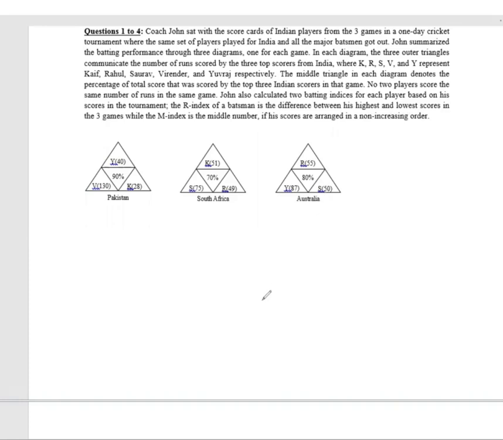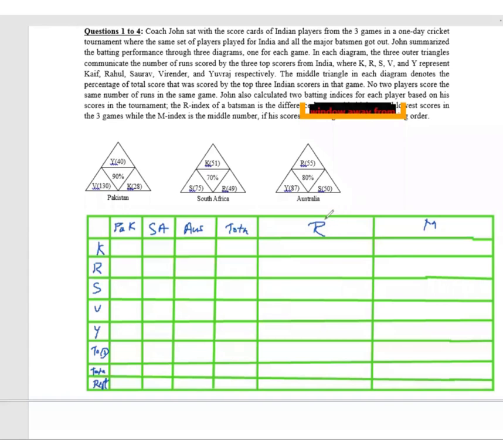The rest of the problems are fine. So first we need to make a table. As you can see, I have written the name of the country and the name of the batsmen here, the name of the countries here, total score by that batsman, R index, M index. Here top 3 total, team total, rest 2, runs scored by rest 2. Okay, so let us fill up whatever data we have right now.